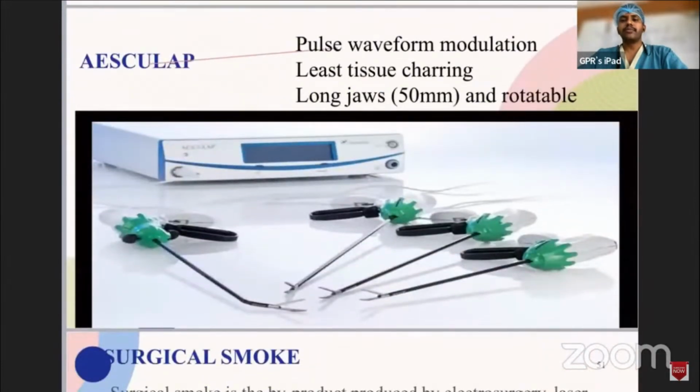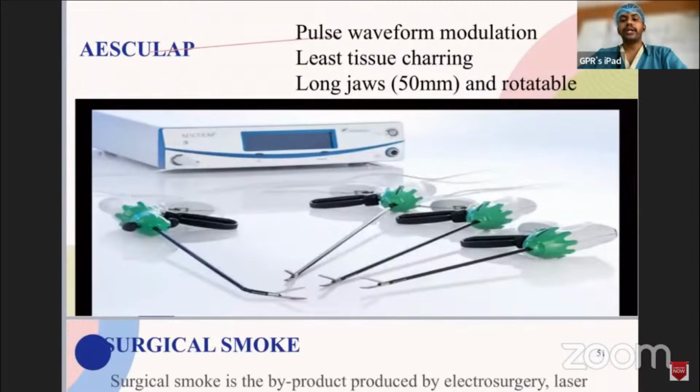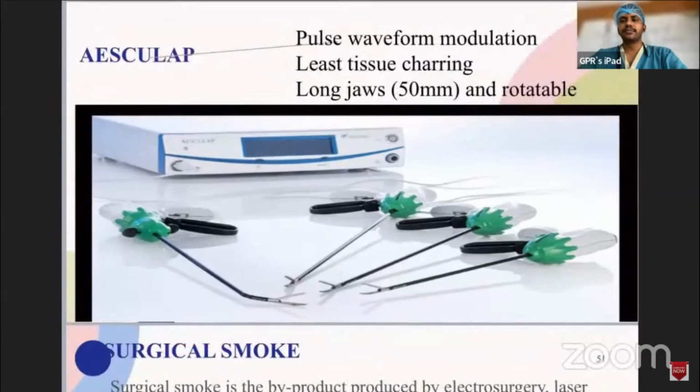Then comes Aspilab, which has its own rotating or end-turning shear tip. As you can see in the picture of the first instrument, we can literally articulate the jaws rather than just rotating it. This uses pulse waveform modification, and it causes the least tissue charring. So far, whatever we have discussed.